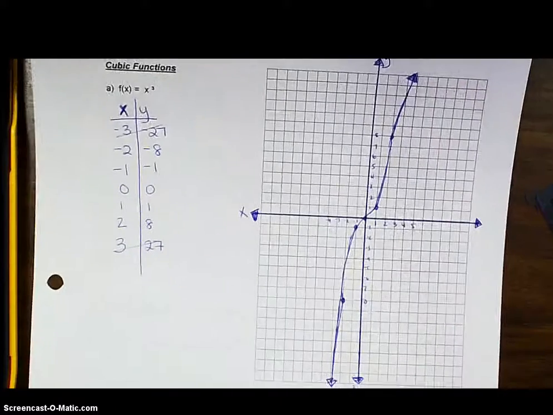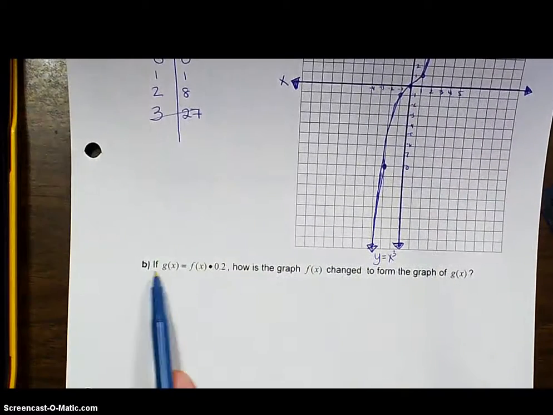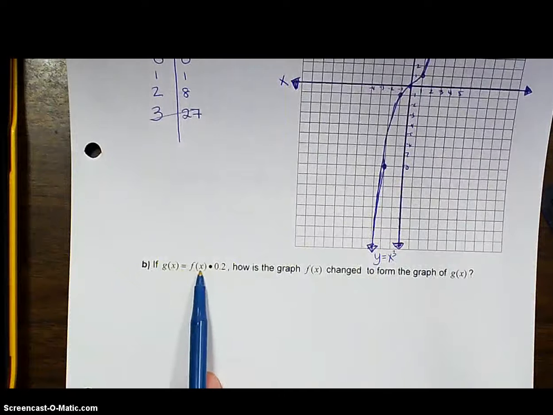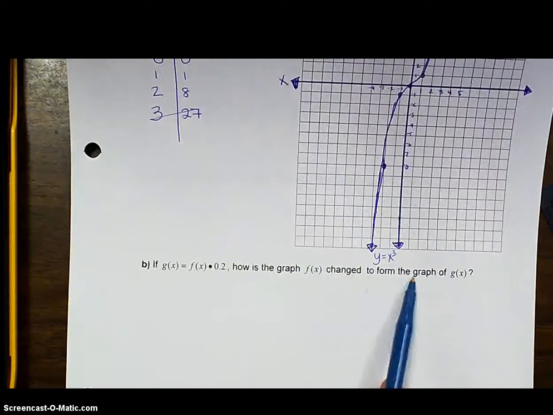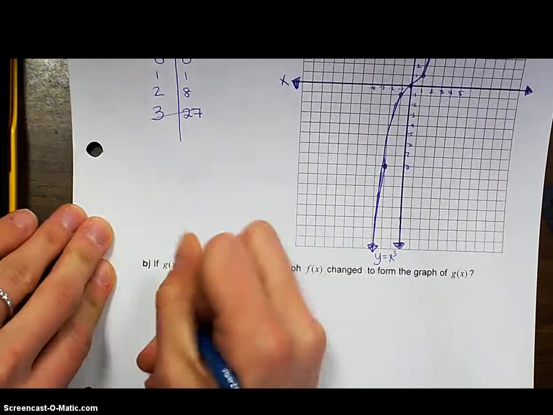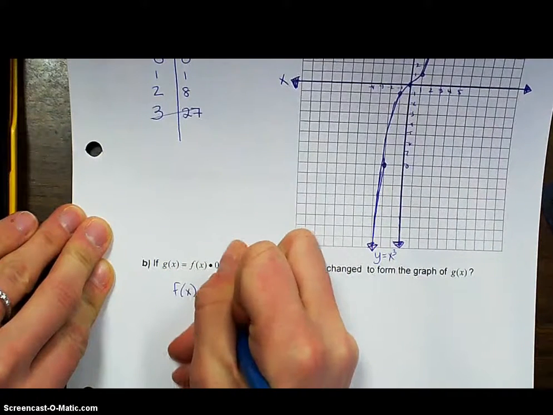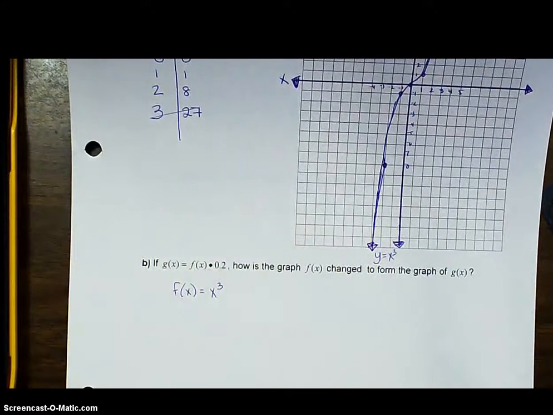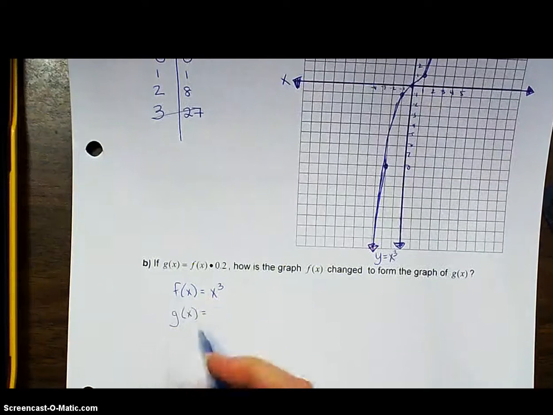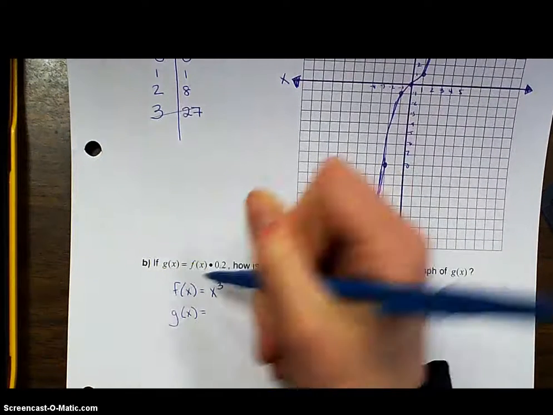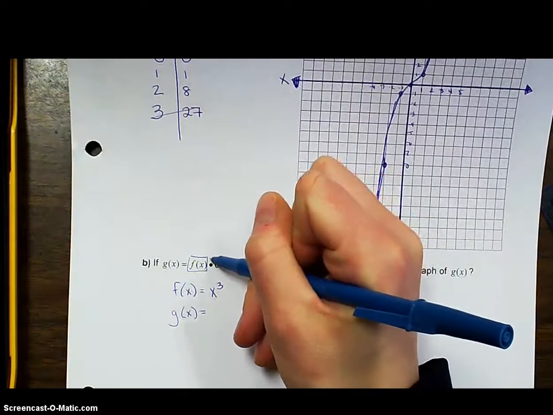All right, let's go down to this question at the bottom now. This is what we practiced a couple days ago. If g of x equals f of x times 0.2, how is the graph of f of x changed to form g of x? I know that f of x is equal to x to the third power. Now, they're telling me I'm trying to find my new function g of x. They're telling me g of x is equal to f of x times 0.2. So I don't want to change f of x at all.